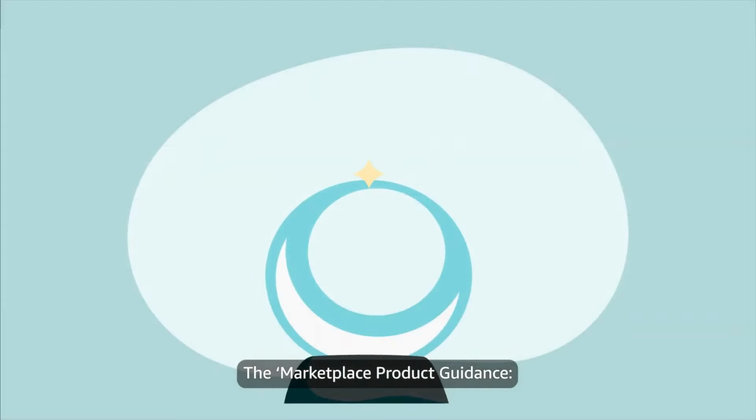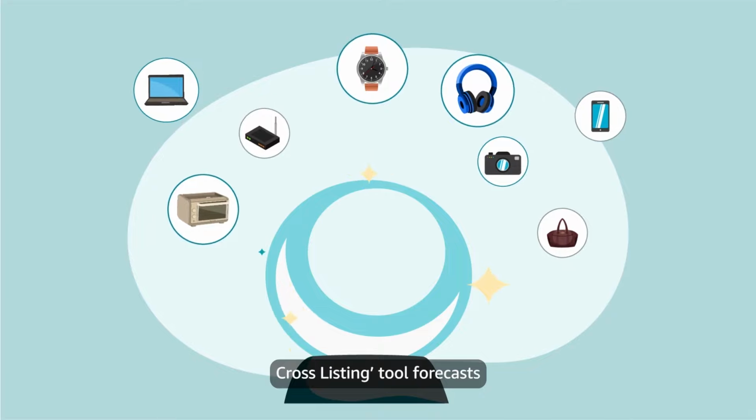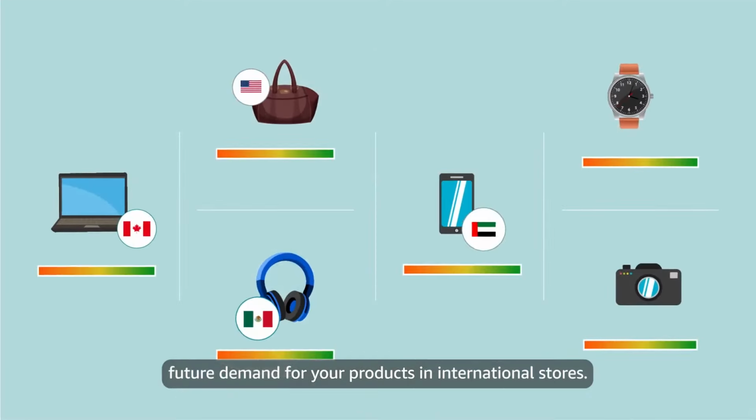The Marketplace Product Guidance Cross-Listing tool forecasts future demand for your products in international stores.